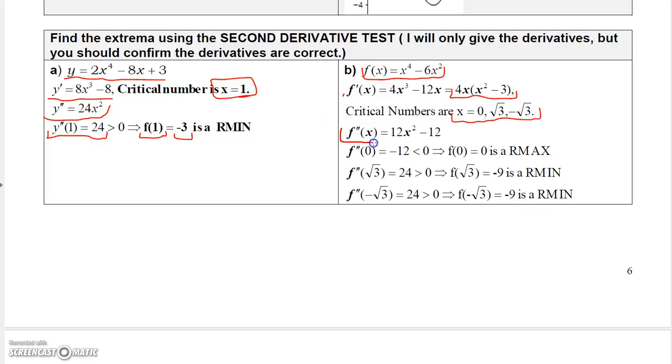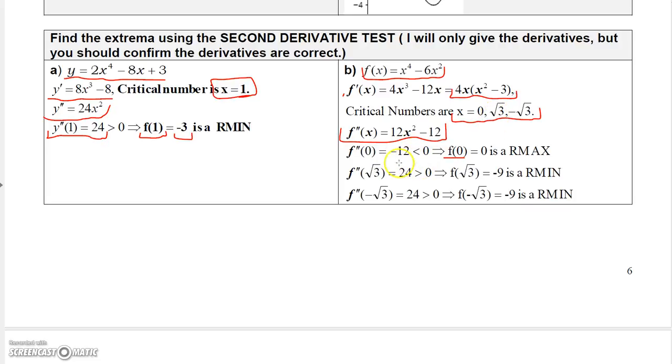So we have the second derivative is 12x squared minus 12. Then we're going to plug each of these into the second derivative. Plug 0 in to the second derivative, and I get 12 times 0 minus 12. That's negative. So that means f of 0 is a relative max.